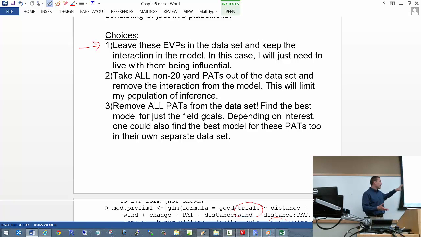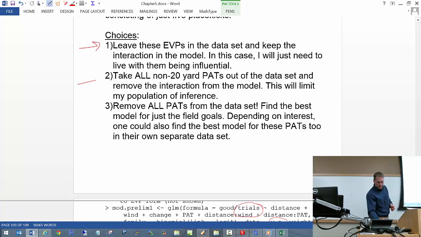So choice number 1, essentially, you just have to live with it being influential. Of these 3 choices, that is essentially a last resort. If you think about any kind of data problem in general, this would be a last resort if you didn't have other alternatives.